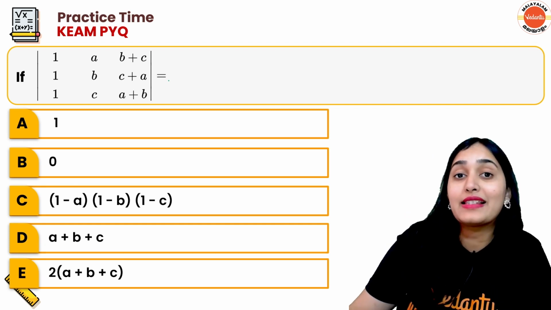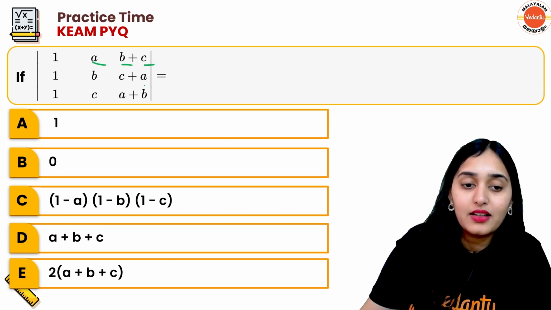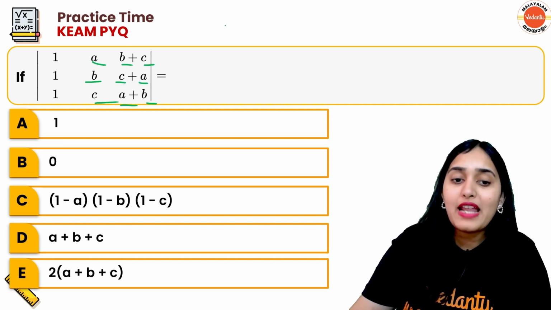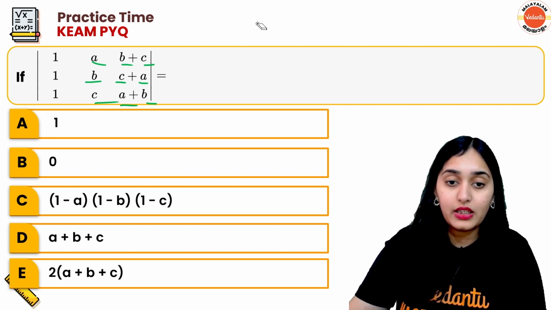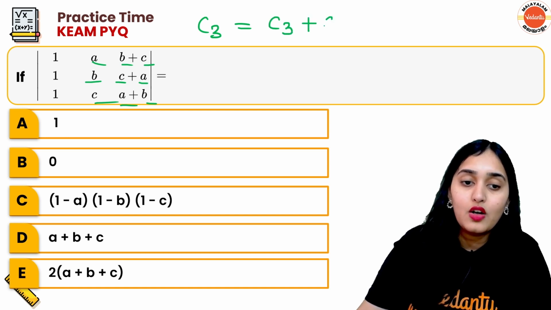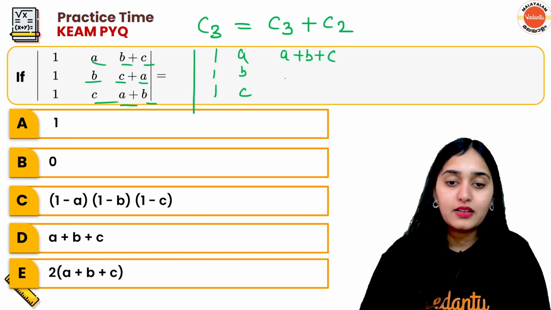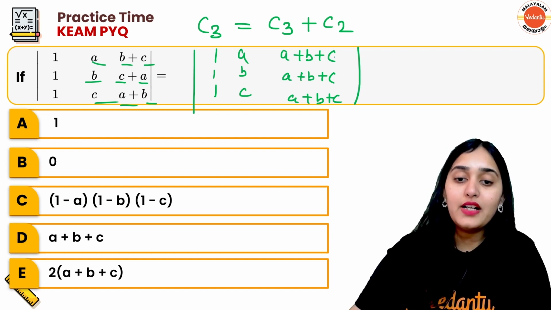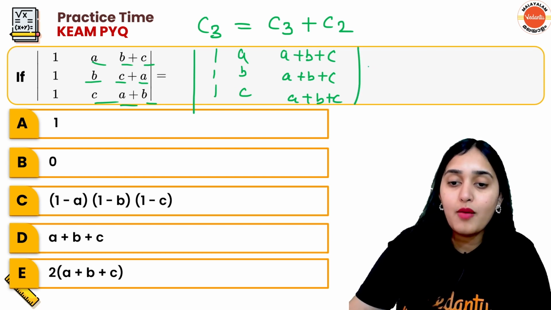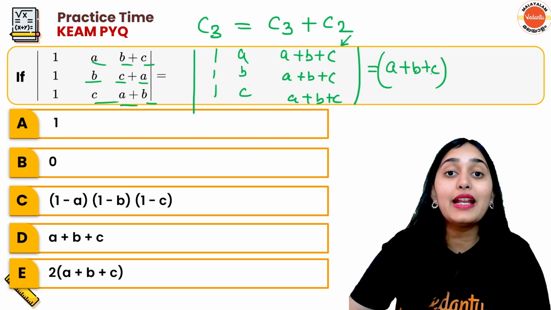What is the answer of this? Directly you can do what you know. If you look here, this is a plus b plus c, a plus b plus c, a plus b plus c. So what I will simply do, column 3 becomes column 3 plus column 2. Okay. So the determinant will become 1, 1, 1, a, b, c, a plus b plus c, a plus b plus c, a plus b plus c. Now, what I will do? I will take out a plus b plus c as common from column number 3.